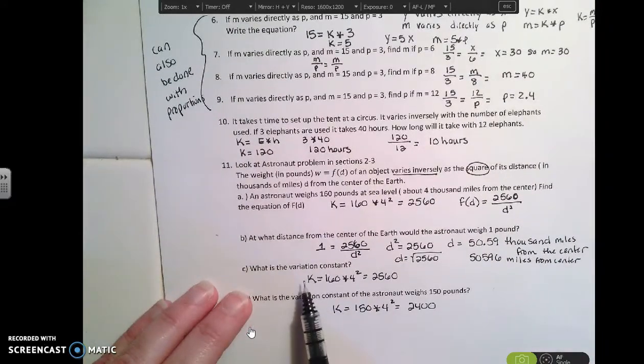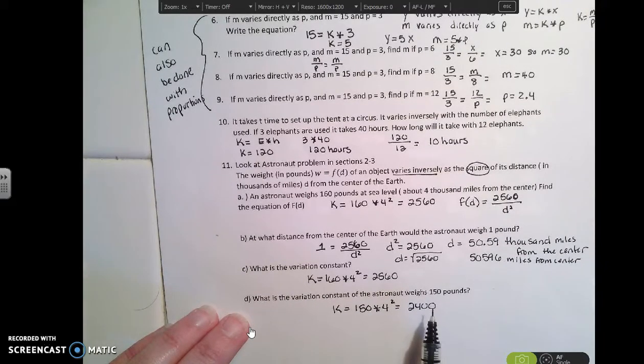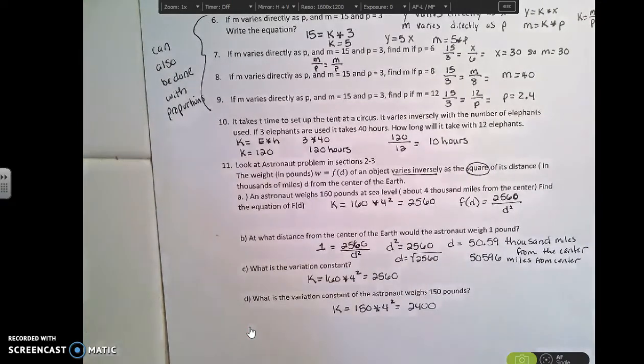Here's another one. What's the variation constant? So we already talked about that. That was up above. We did the 160 times 4 squared, which is 2,560. That's our constant of variation. So what's the variation constant if the astronaut weighs 150 pounds? Now we're doing 150 times 4 squared, which would be 2,400. So these are just some examples of inverse variation and direct variation.